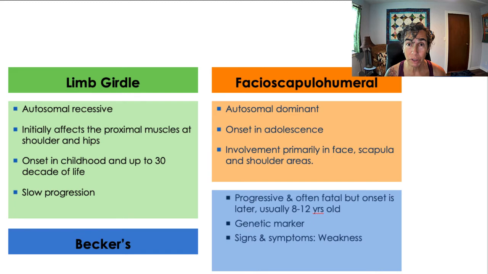Fascioscapulohumeral is autosomal dominant. Its onset is in the teenage years, and it primarily, as the name indicates, affects the face, the scapulas, and the shoulder areas. Becker's is a progressive form that's often fatal, but onset is later, usually 8 to 12 years of age. There's a genetic marker for it, so we know that there's a genetic component, and the signs and symptoms include generalized weakness.